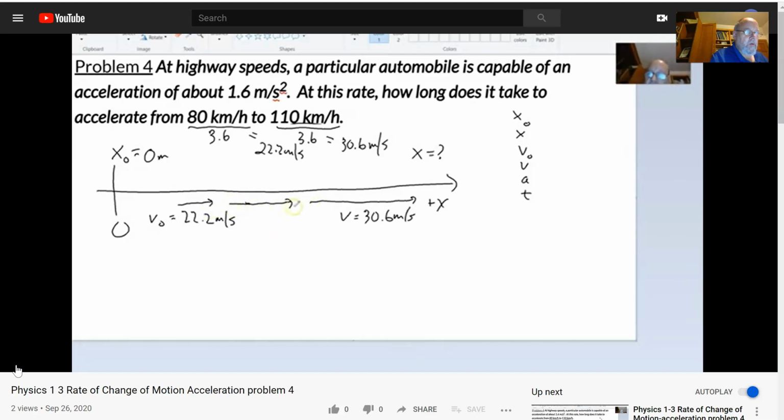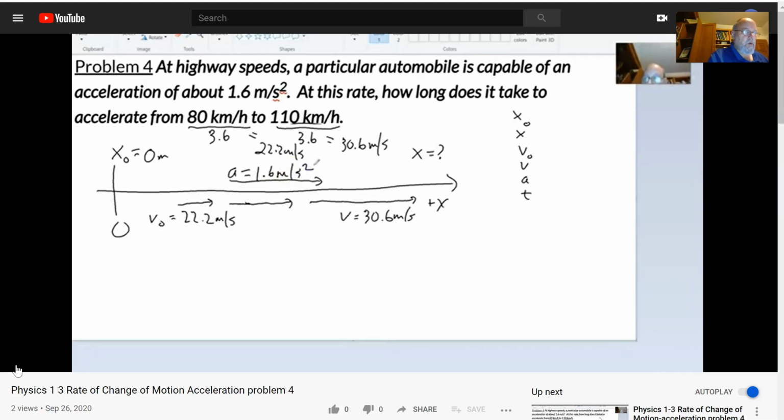The larger one is in the more positive direction than the shorter one, and so that means our acceleration also has to be in the positive direction. Okay, I use my velocity arrows to tell me what the direction of my acceleration is, and it's positive because we're speeding up in the positive direction, and I've been told that my acceleration is 1.6 meters per second squared.